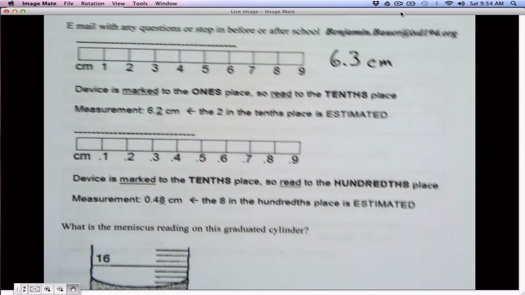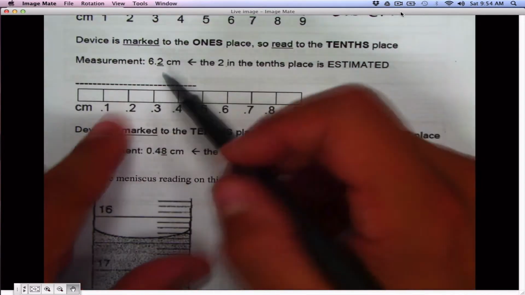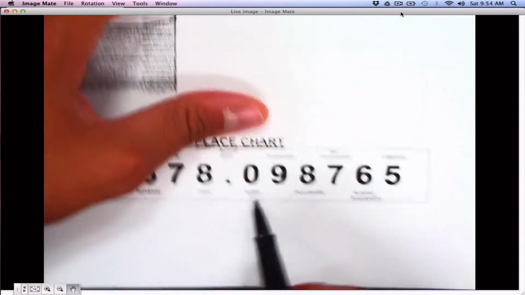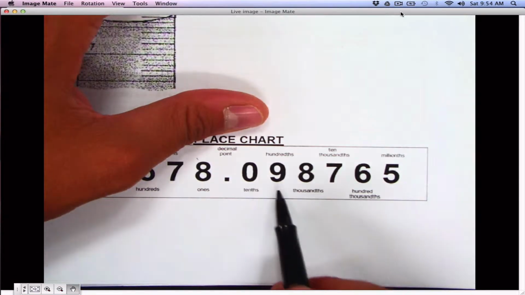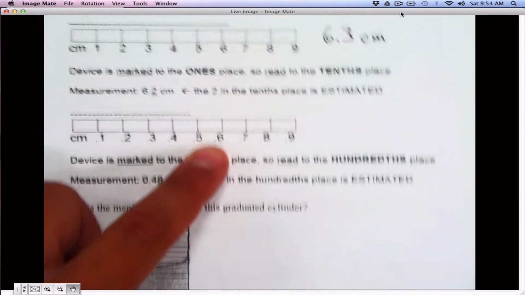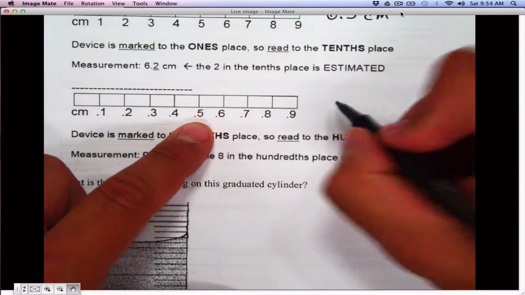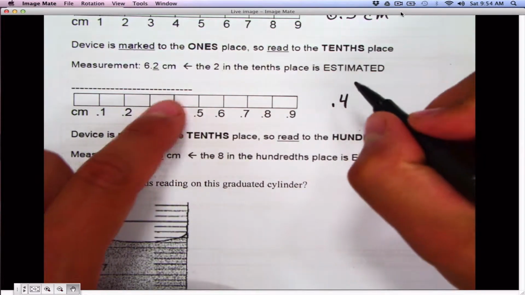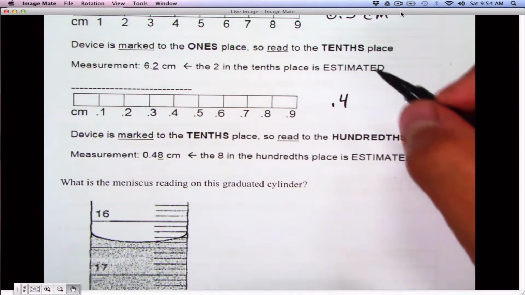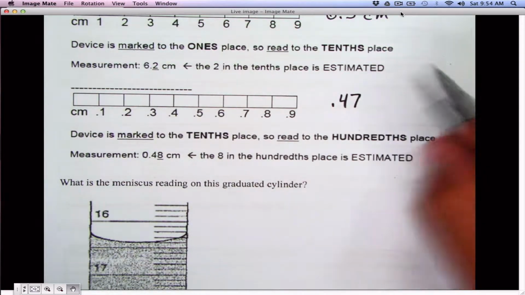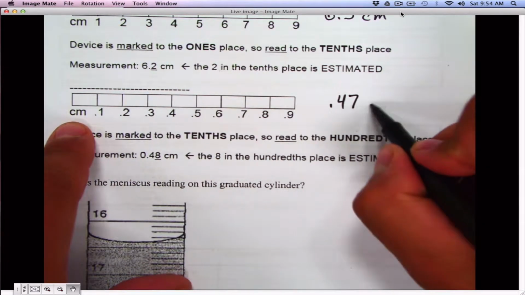So let's try the next one here. If we're looking at this one measured to the tenths, one unit smaller than tenths, if I look down here, is hundredths. So I have to measure to the hundredths. So it's 0.4, but it's not quite to the 0.5. Let's say it's over halfway. Geez, I would say like 0.47, maybe 0.48. I'm going to go with 0.47, and this is measured in centimeters, so I have to have centimeters.